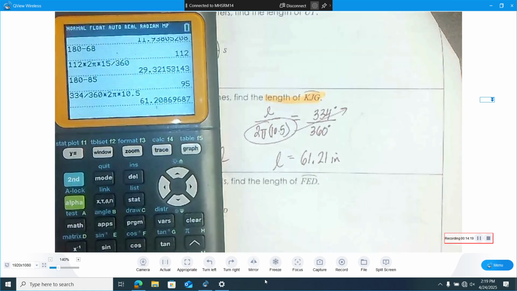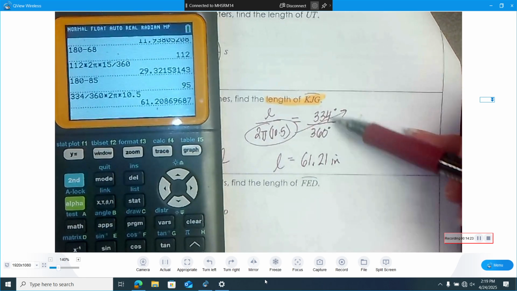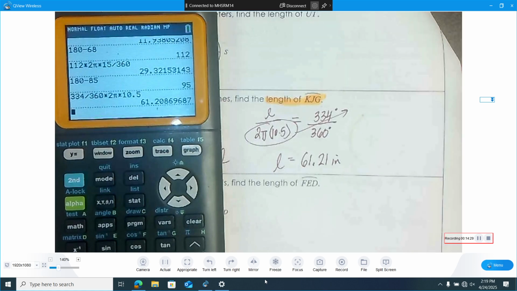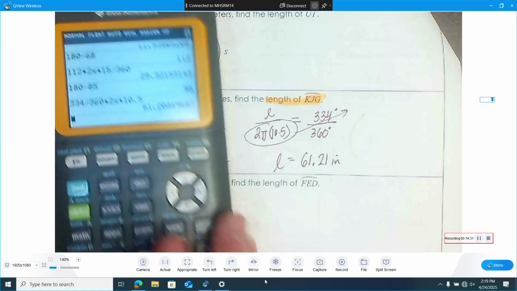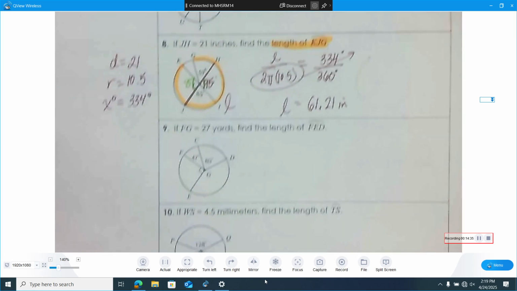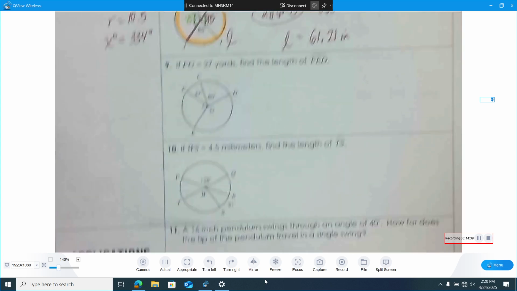61.21 inches. So in this case, all I did was I just put the fractional part in first, so I got a related percent or proportion. Wait, how can we do math if we can't calculate? All right. All right, very good. That is a very, very big circle. Okay.